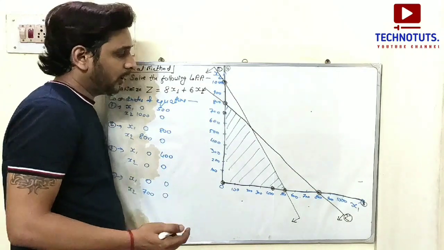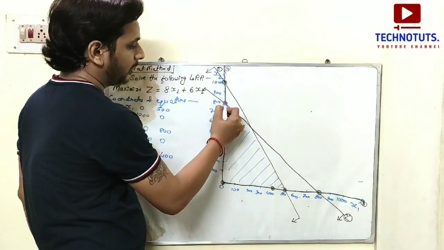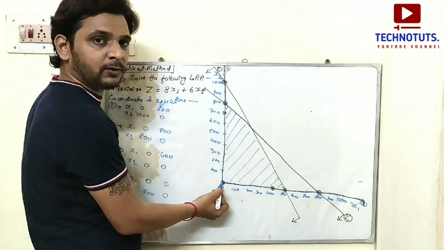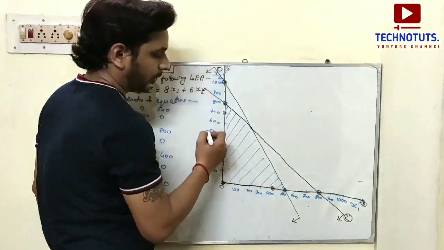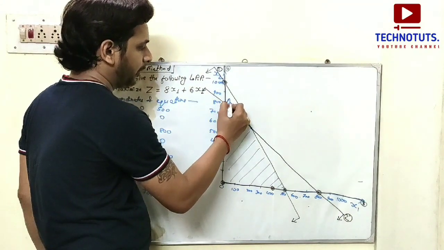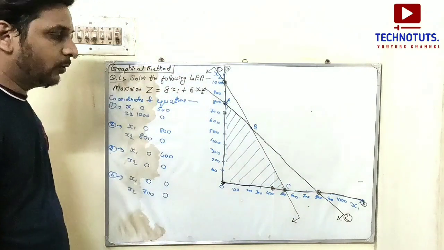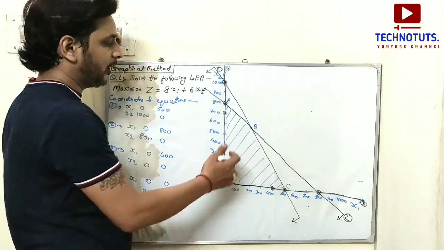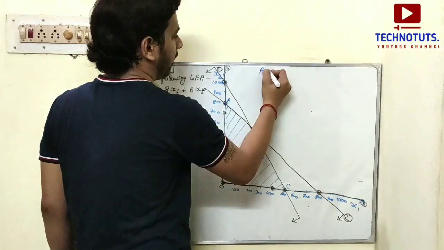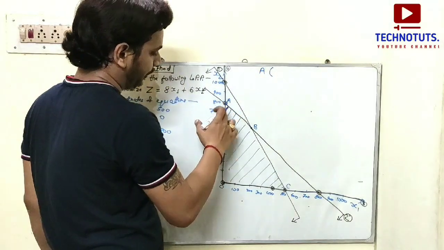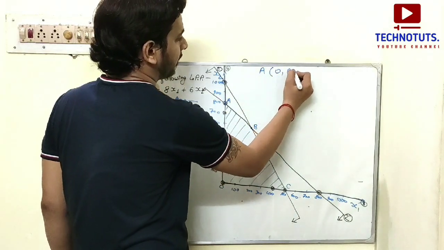Okay, so we have got this area bounded by the lines. This one is the first point, the origin, 0, 0. This one is another point, and this one is another point. Let this point be A, this point be B, and this point be C. Now let us find the coordinates of points A, B, and C. The coordinates of point A we have already found: x1 is 0 and x2 is 800.